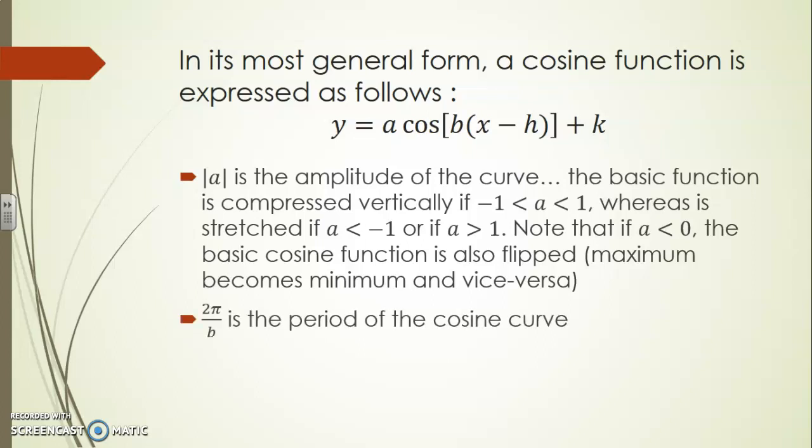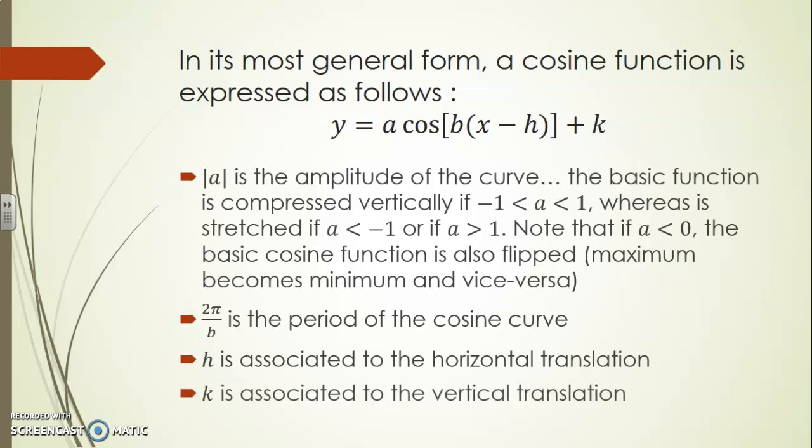2 pi over b will generate the period of the cosine curve. H will generate a horizontal translation, so like usual, a positive value of h will mean a translation to the right. A negative value of h will be a translation to the left. K will generate a vertical translation, so a positive value will move the curve up and a negative value will move it down.